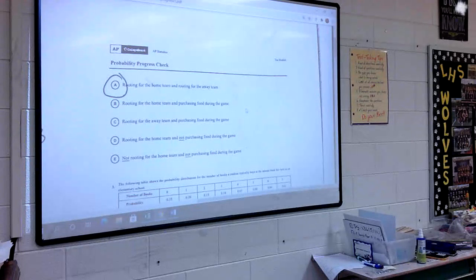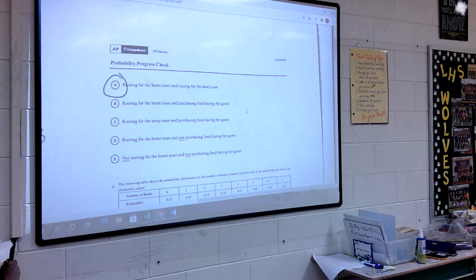Now, look at the other ones. They can root for the home team and purchase food. Absolutely. They can root for the away team and purchase food, of course. They can root for the home team and not purchase food. And they can root for the away team and not purchase food. All those are easy. Those are things that they could easily do.